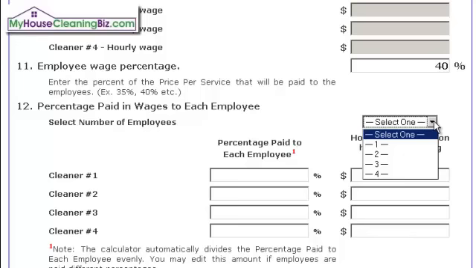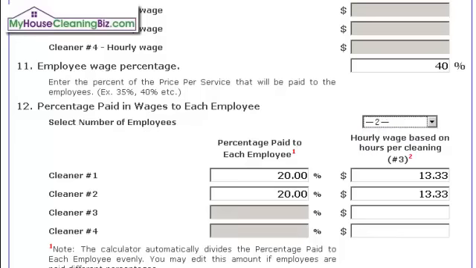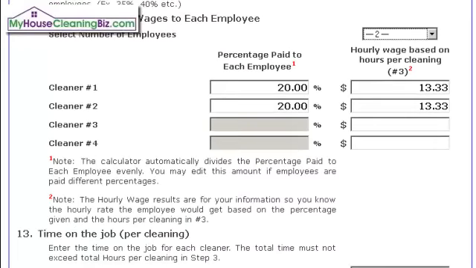Now you're going to select the number of employees working at that account, and let's go ahead and say there's 2 employees. And you'll notice that it filled in these fields here. So we've got the percentage paid to each employee. Cleaner 1 and cleaner 2 is 20%. That adds up to your 40%. It also lets you know what that hourly wage is based on the hours per cleaning. So each of these employees would actually be making $13.33 an hour at this job.